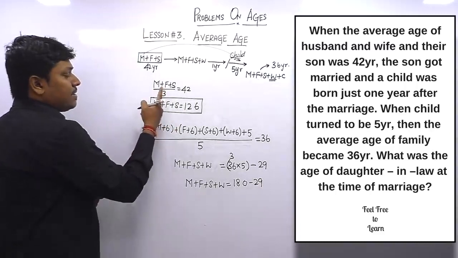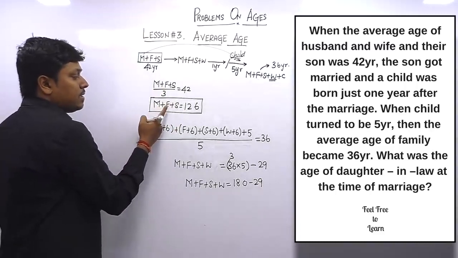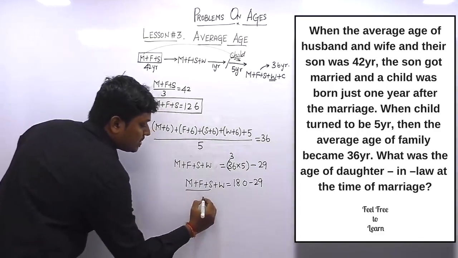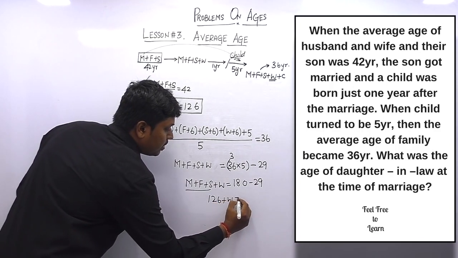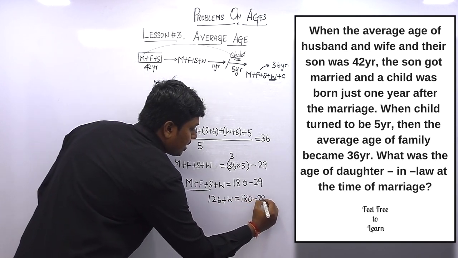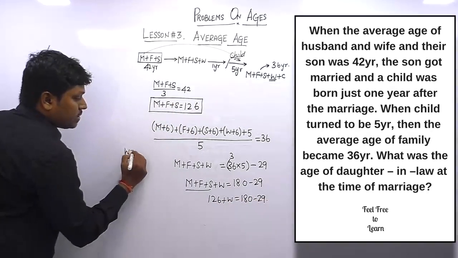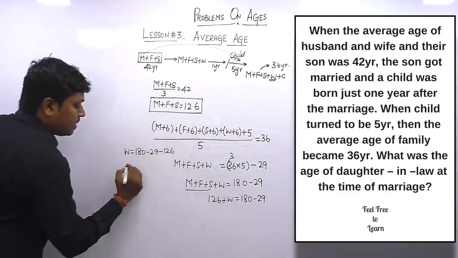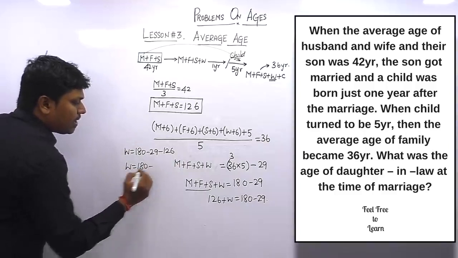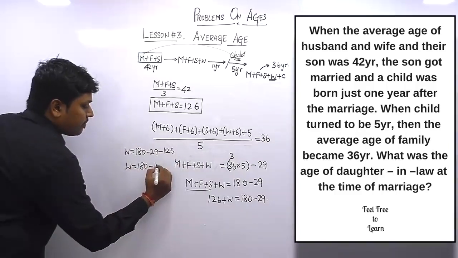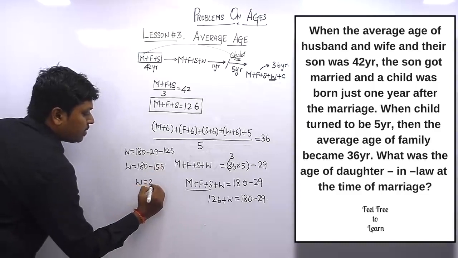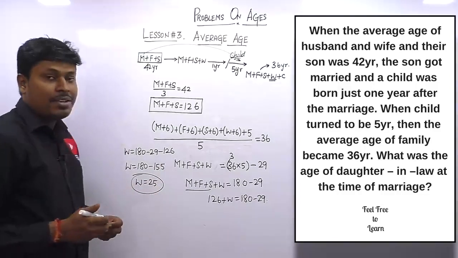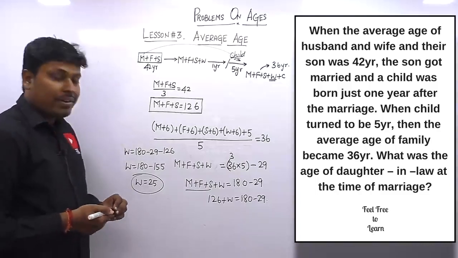So I think we can directly substitute here, because we already know the father, mother and son's total age is 126. So you can directly substitute 126 here. So 126 plus W is equal to 180 minus 29. So W is equal to 180 minus 29 minus 126. So W is equal to 180 minus 155. So W is equal to 25 years. The son's wife is called the daughter-in-law. So finally the age of the daughter-in-law is 25 years.